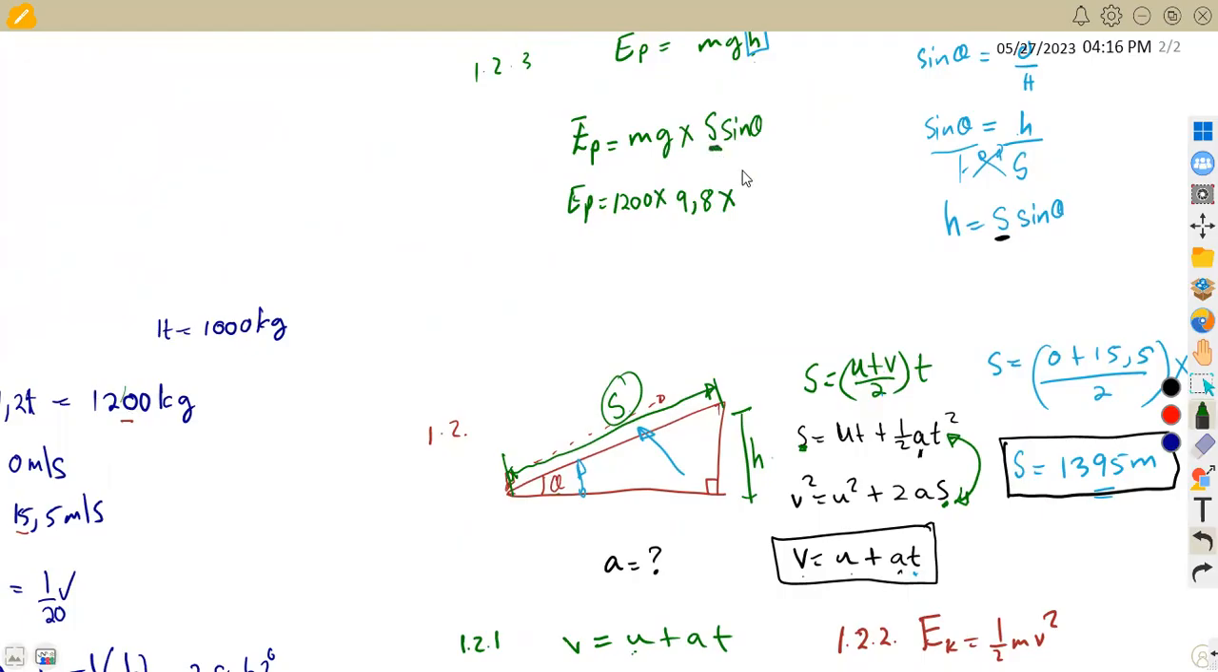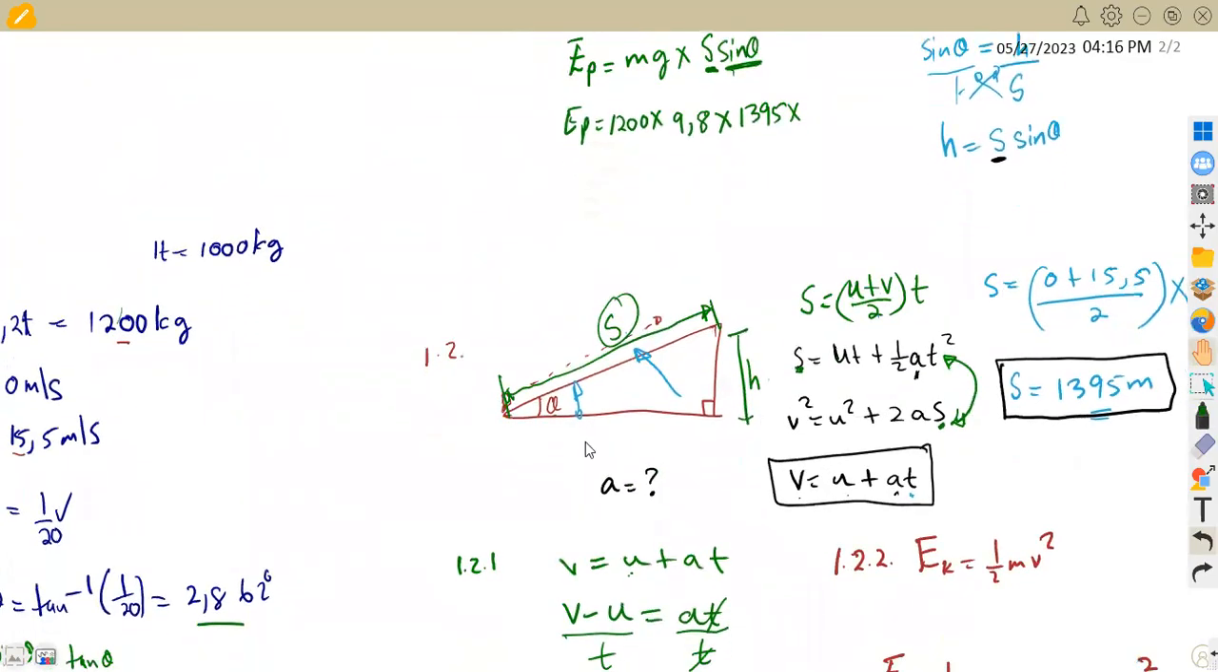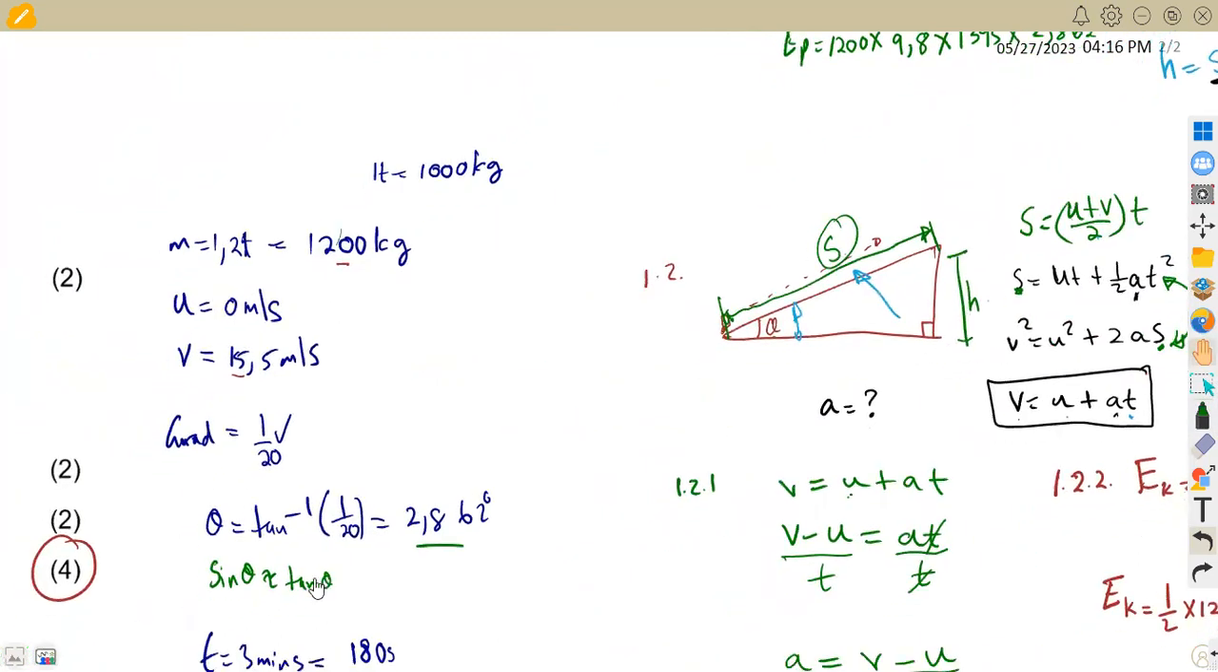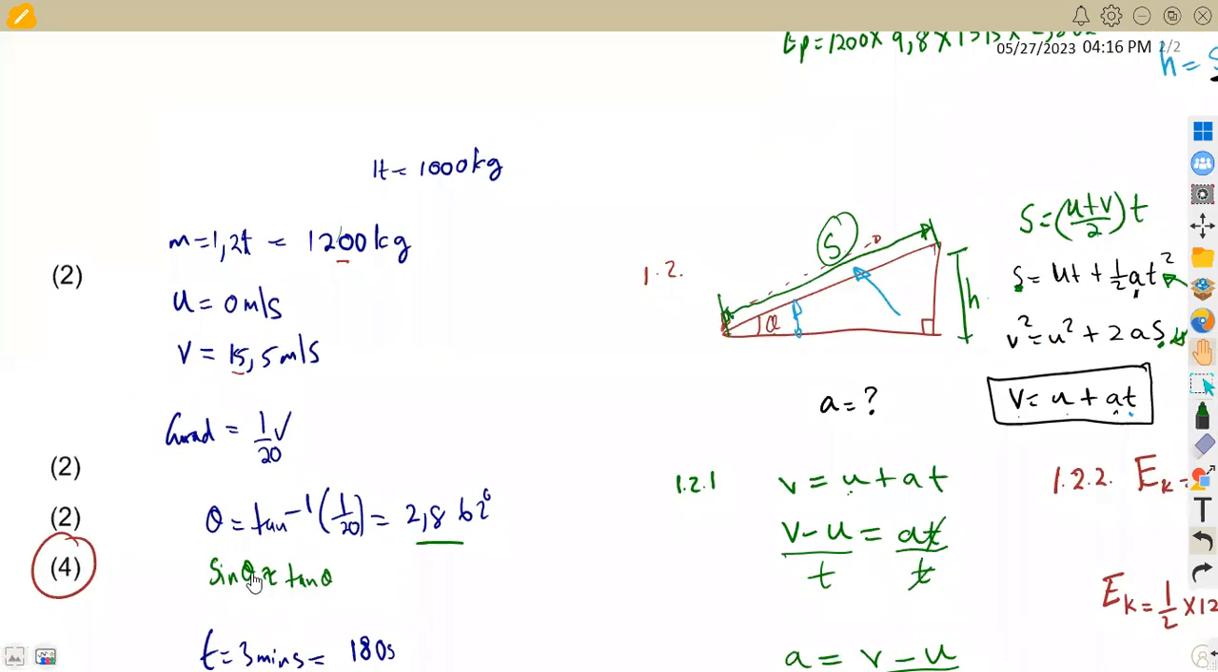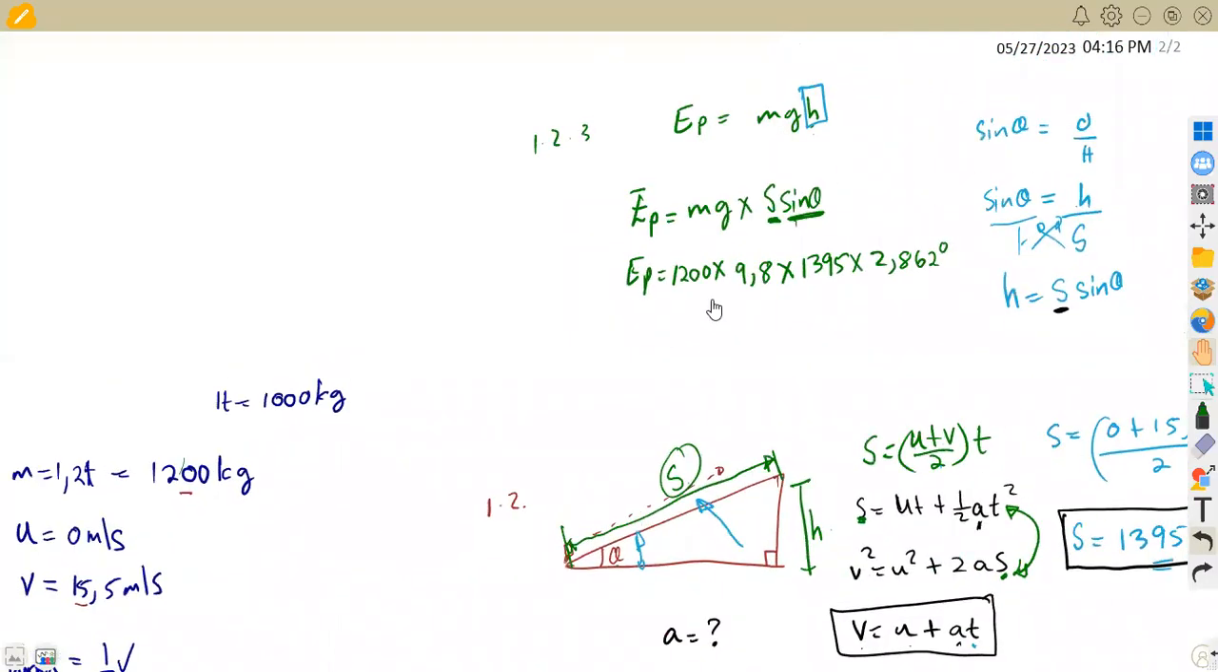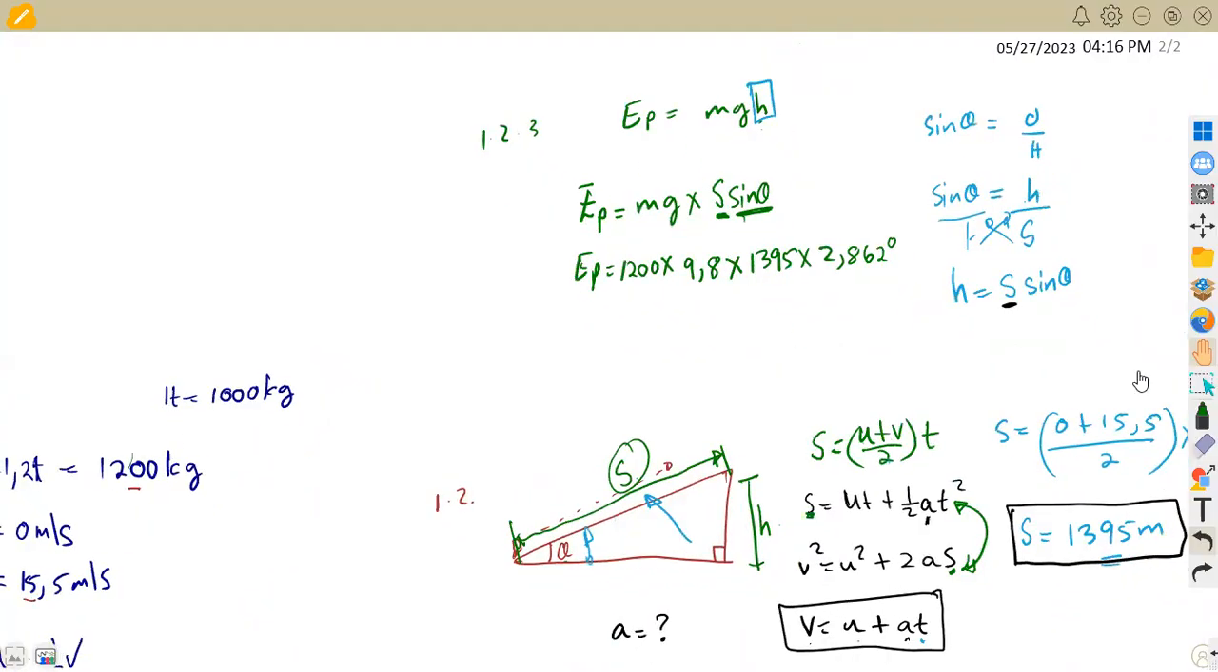Now this S here is the one that we calculated, which is 1395 times the sine of theta. Take note, you can actually use the angle because you have it, 2,862 degrees. Or instead, you can use this concept that I was saying, that the tan of theta approximates to the sine of theta when theta is small. So you can use 1 over 20 as it is. Still, it's okay with this calculation.